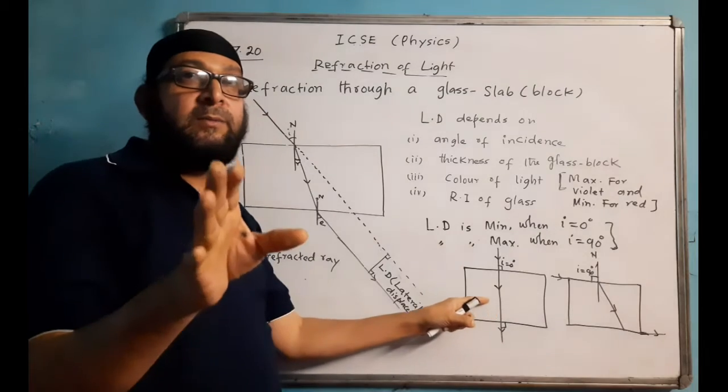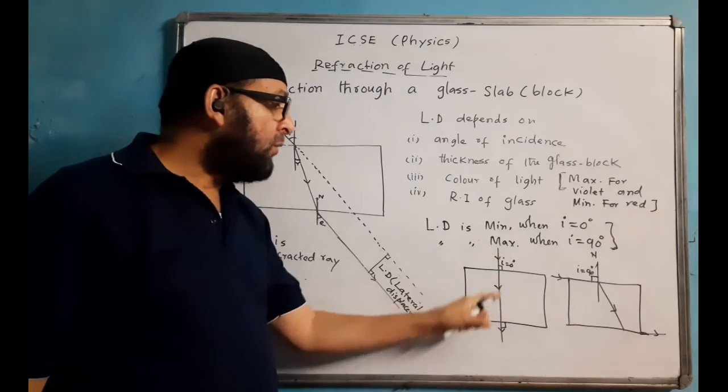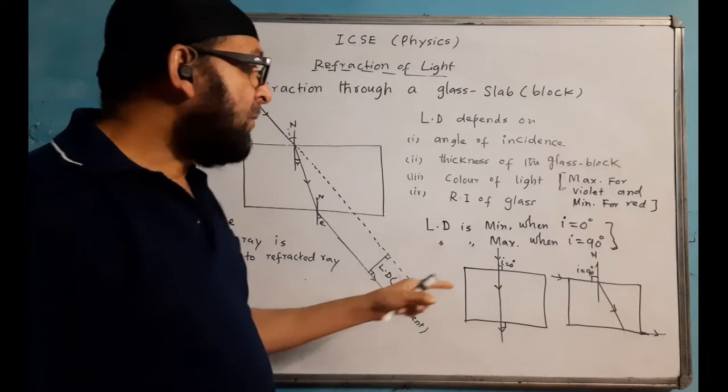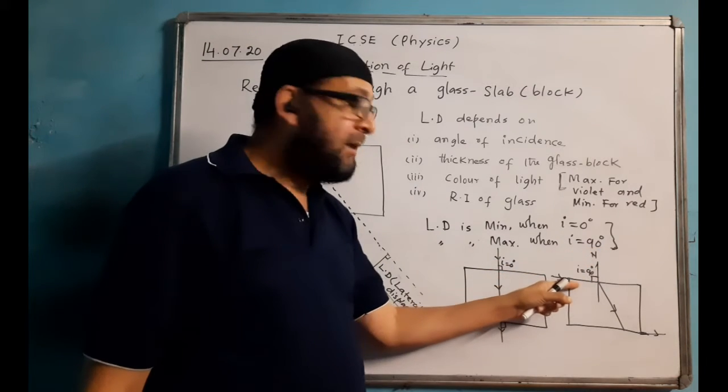And at that time the lateral displacement will be 0. There will be no lateral displacement because the ray is going straight. And when will that be maximum? When angle i is equal to 90 degrees, here is the case I have shown.